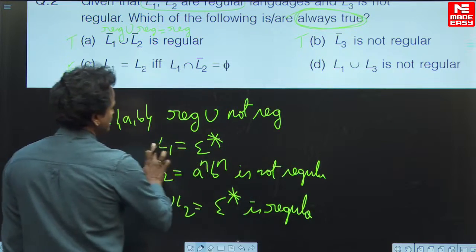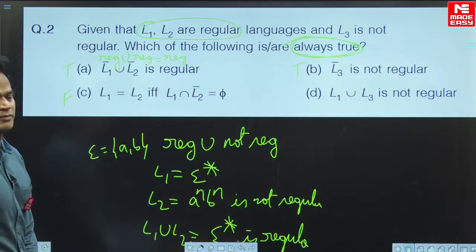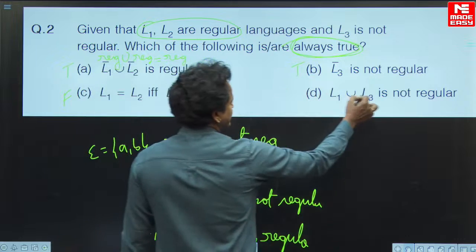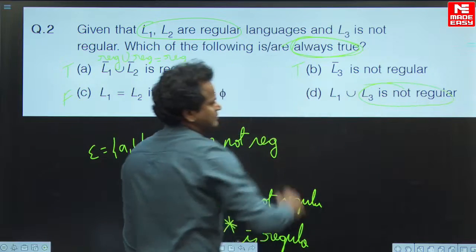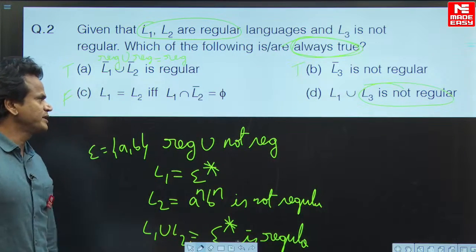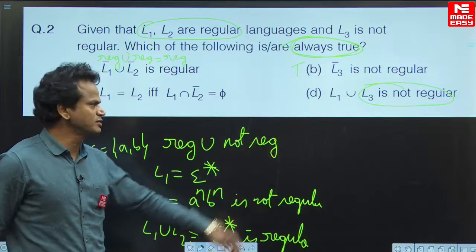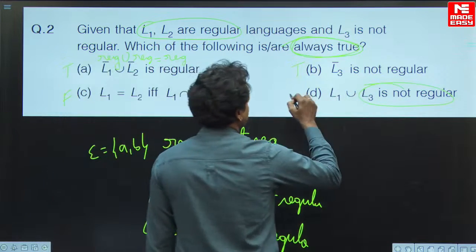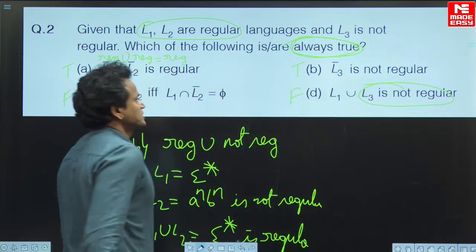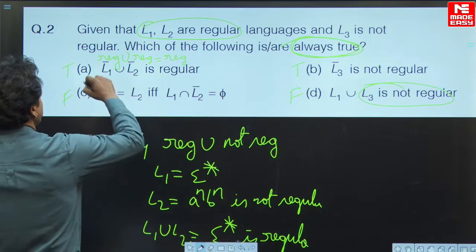What is the question here? Which of the following is always true? So it need not be always not regular. It may be regular, may not be regular. If I take L1 as sigma star, regular, sigma star union anything is sigma star only, which is regular, but it is given as not regular. This is a false statement. So the answer is A and B.